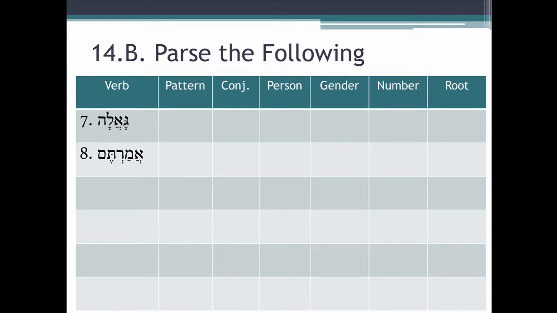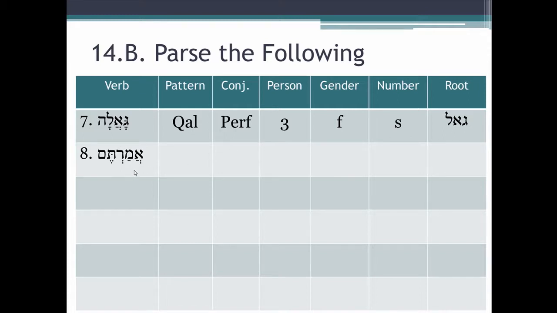Number 7, in that same set, ga'ala. Does it have a prefix? No, it does not. So we know it's Qal perfect, and which one ends with qamets? That's going to be third feminine singular from ga'al.